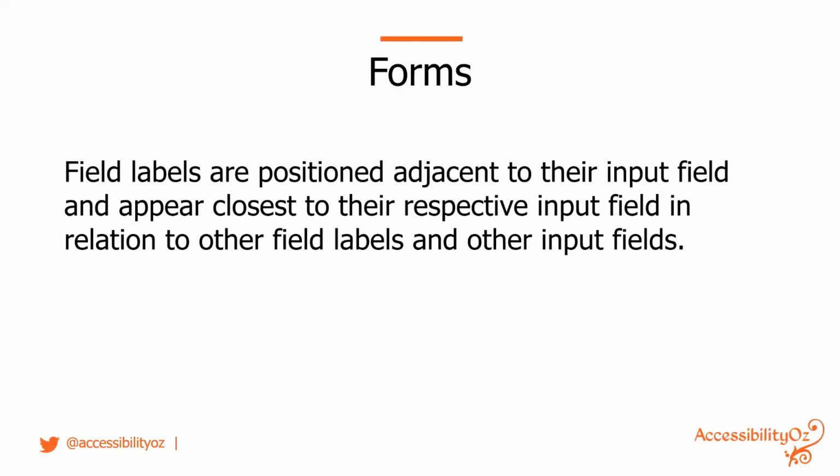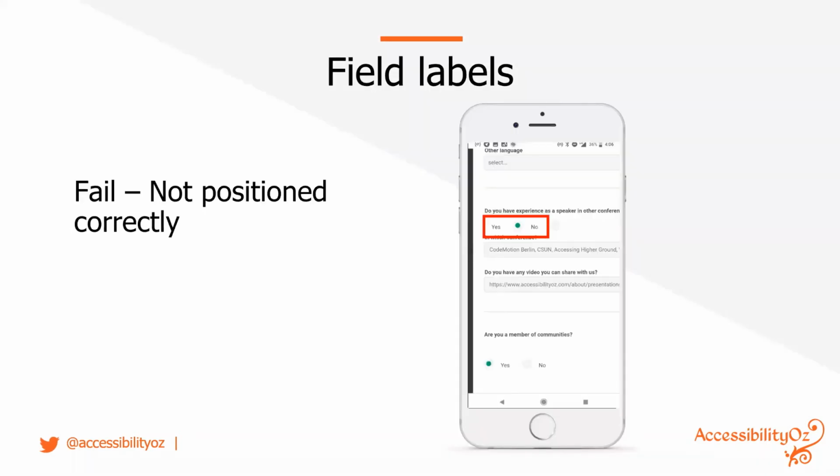And then we have forms. Field labels are positioned adjacent to their input field and appear closest to their respective input field in relation to other field labels and other input fields. So this here is an example where positioning is incorrect. You've got two radio buttons, yes and no, and the yes radio button is actually closer to the no field label than the yes field label. And yes, you can see that there is a no radio button to the right of the no field label, but it doesn't meet color contrast requirements, so it's very easy for that to be missed.